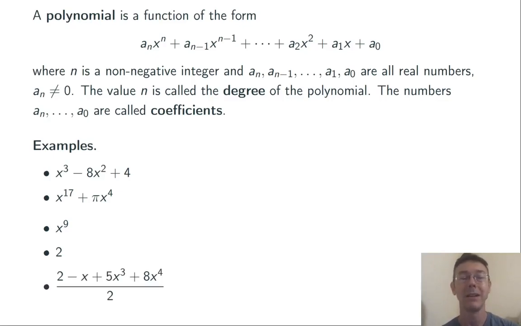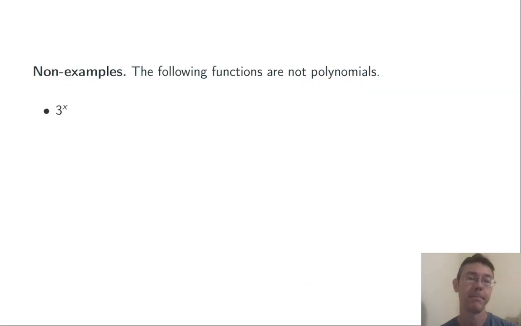Finally, 2 minus x plus 5x to the third plus 8x to the fourth over 2. Now, this doesn't necessarily look like a polynomial right away. But if we divide that 2 all the way through, in fact, we do get a polynomial. So polynomials don't necessarily have to be initially written in the form at the top of this slide. It just has to be the case that we can write them that way.